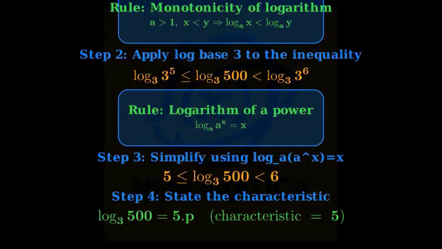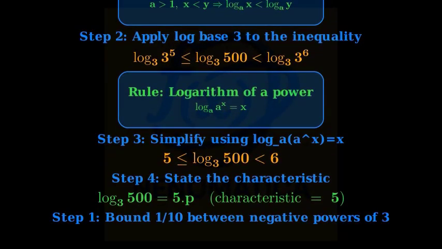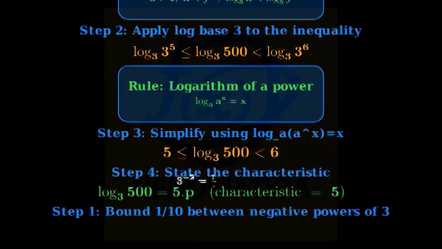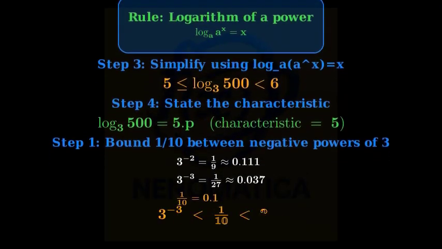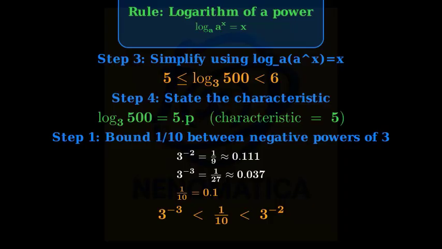Now for problem 2, the characteristic of log base 3 of 1/10. Start by bracketing 1/10 between negative powers of 3. Compute 3 to the minus 2 and 3 to the minus 3. Then write 3 to the minus 3 less than 1/10 less than 3 to the minus 2.